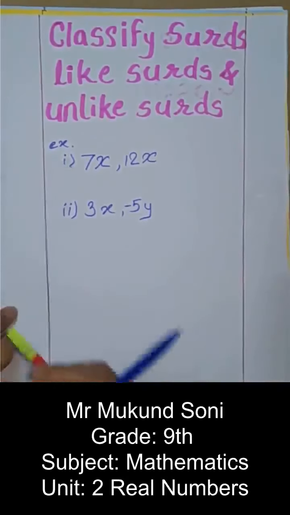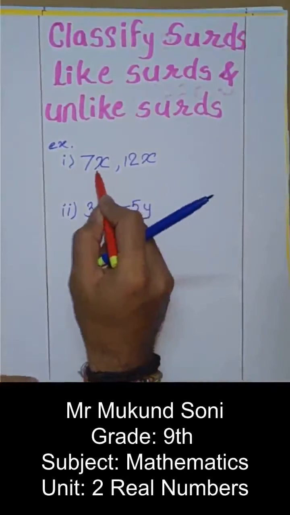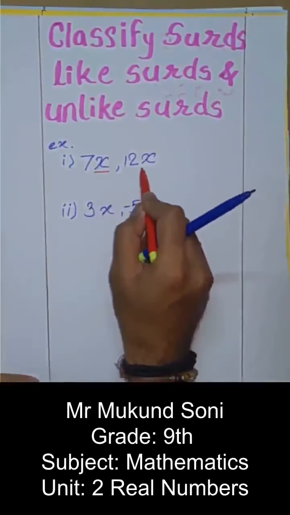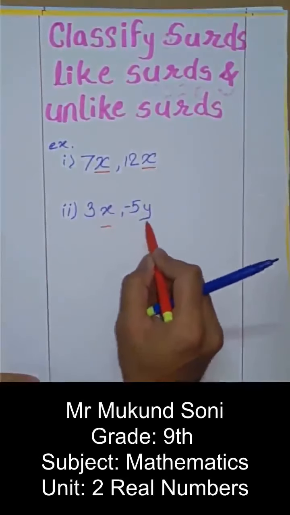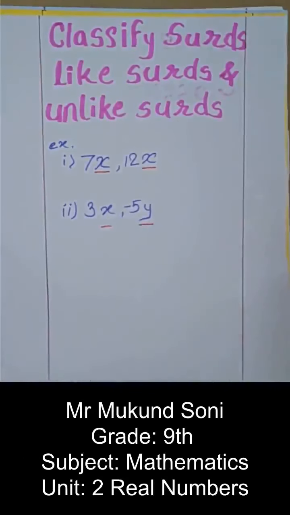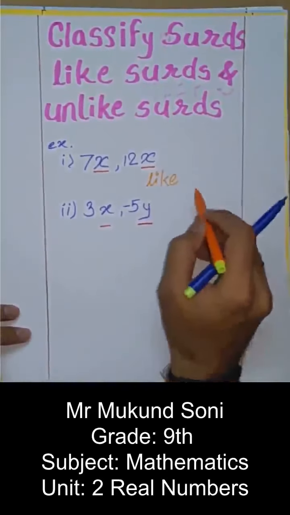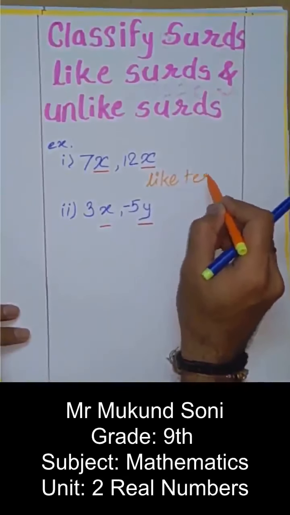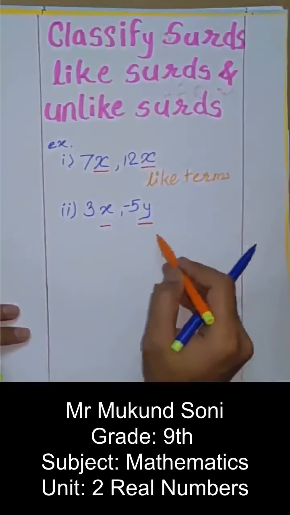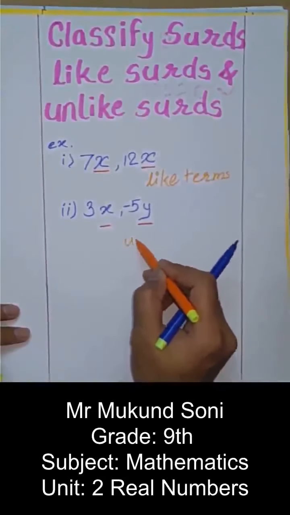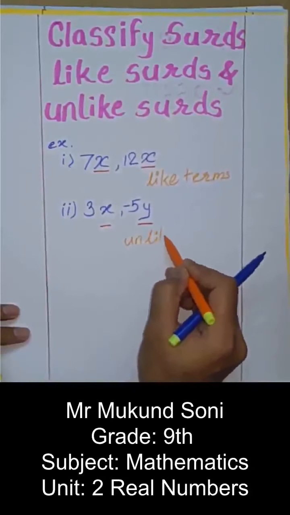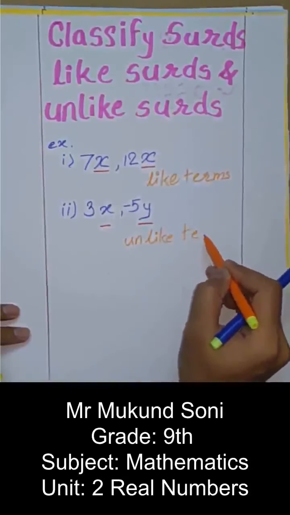As you can see in the picture, in the example itself, when alphabets are equal, that is variables are equal or same or alike or similar, then such pairs are called like terms. But on the other hand, if they are having different ones, then it goes unlike terms.